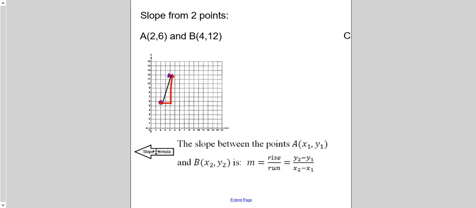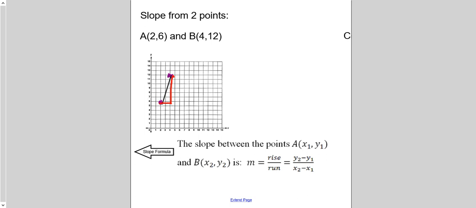So this is our slope formula. It tells us that the slope between 2 points is rise over run. So you can see lowercase m equals rise over run. And it's the subtraction of our y values divided by the subtraction of our x values. And so I want to show you just how easy this formula is.